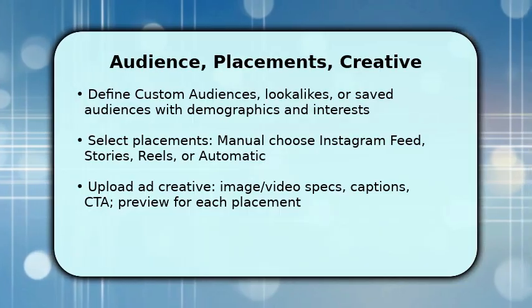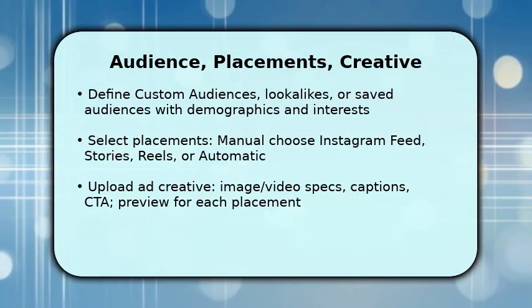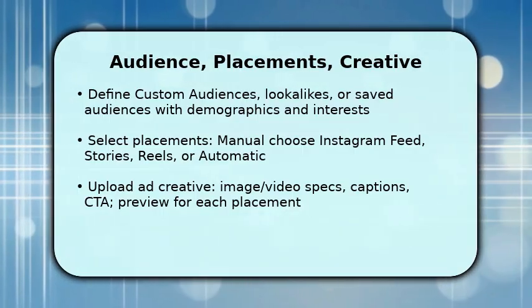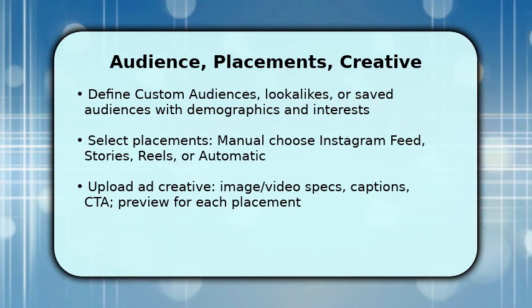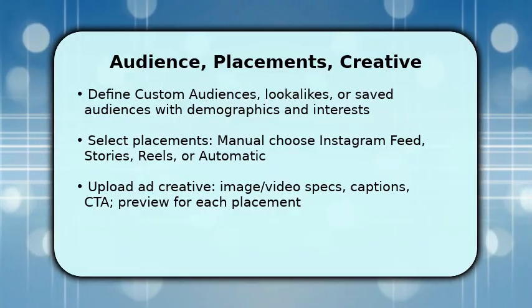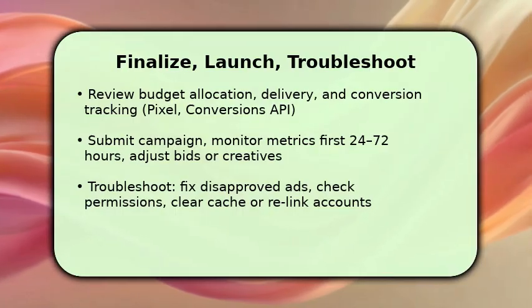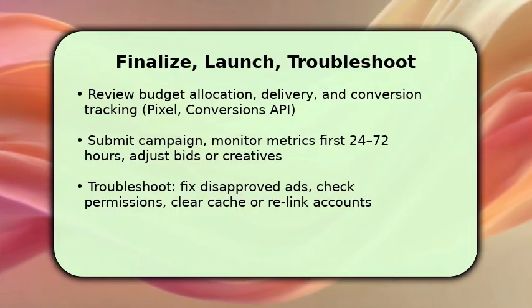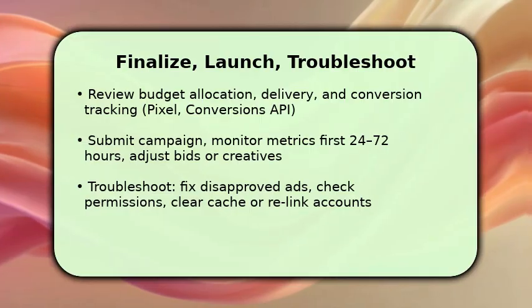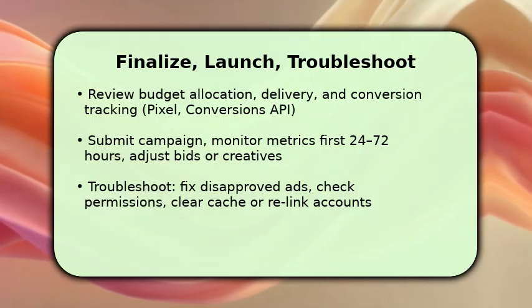Then, craft your creative. Upload images or videos matching recommended specs. Write concise captions and pick a clear CTA. Once assembled, preview each placement to confirm text overlays and cropping. Before publishing, double-check conversion tracking is installed, Pixel or Conversions API, and that events map correctly. Review bids, optimization goal, and delivery settings, then publish the campaign.